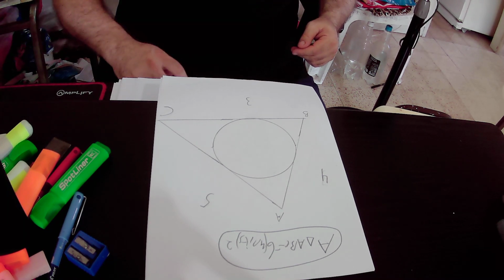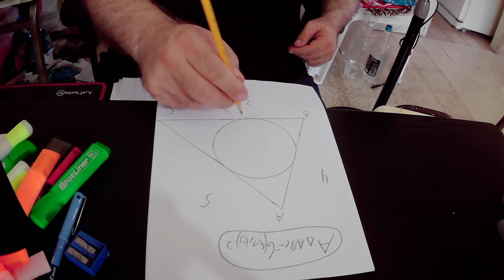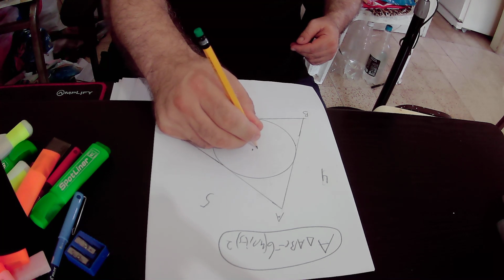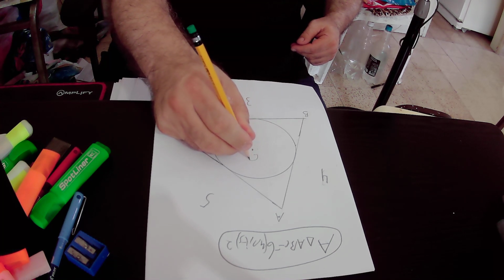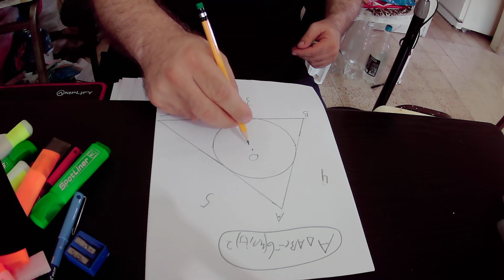First of all, let's define the center of this circle as O. Point O is the center of this circle.